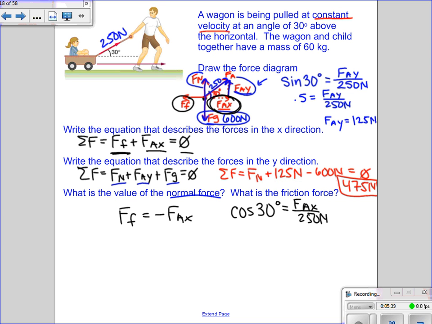If I take cosine of 30 and multiply that by 250, that's going to get me my force applied in the x as 216.5 newtons. And remember, force applied in the x is the same thing as force friction, just in the opposite direction. So my force friction is 216.5 newtons, specifically to the left. But notice that when I report my forces, I only give the positive version of them, or the absolute value. So force friction is 216.5 newtons, and force normal is 475 newtons.